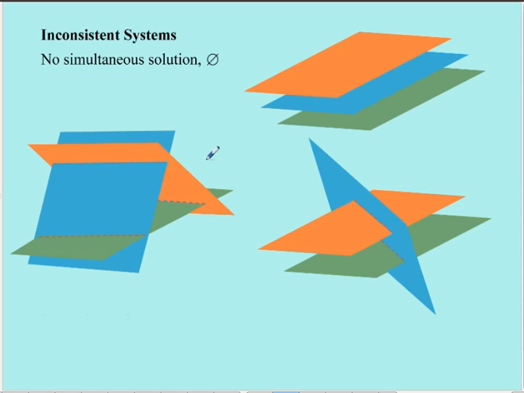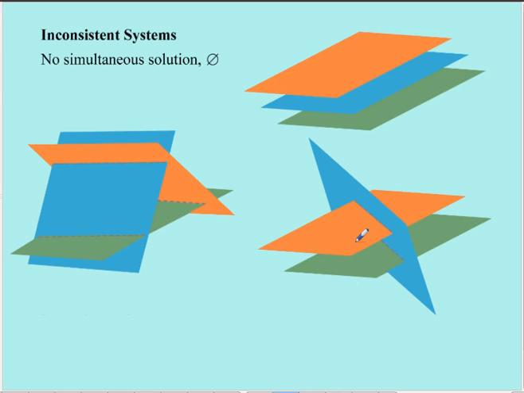So here is the one that I thought was the most interesting case. We have three planes, and as you can see, each of these planes intersects the other planes. The blue and the green intersect along this line, the orange and the blue intersect along this line, and the green and the orange intersect along this line. But the problem here is that none of those three lines actually intersect with each other, so as a result, this is an inconsistent system. There is no solution.